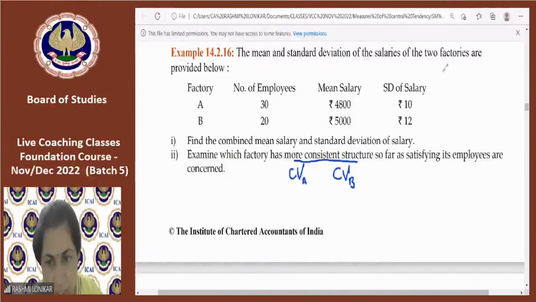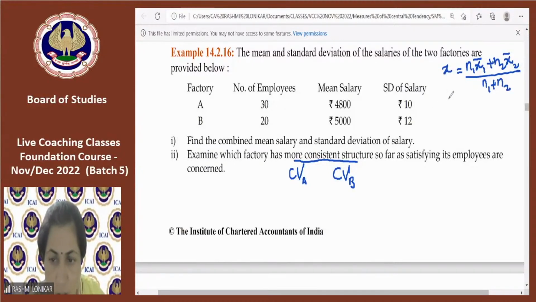Okay. So here again, similarly, we will use the combined mean formula: N1 X1 bar plus N2 X2 bar upon N1 plus N2. So how much is this? 30 into 4800 and 20 into 5000. So this is 2,44,000 plus 1,00,000, divided by 50, which is equal to 4880. X bar, that is the combined mean salary, is this much.